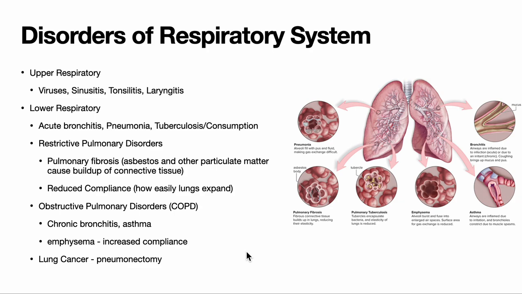Obstructive pulmonary disorders, or COPD, will include things like chronic bronchitis and asthma and emphysema. The issue here is that the airways themselves are restricted, which makes it very difficult to get air in. So with emphysema, we also see increased compliance. That means they expand, but that's actually a problem because the surface area is decreased as a result of the increased compliance. So there's less surface area for diffusion of gases. So it makes it harder to get a needed amount of oxygen across the respiratory epithelium and into the blood.